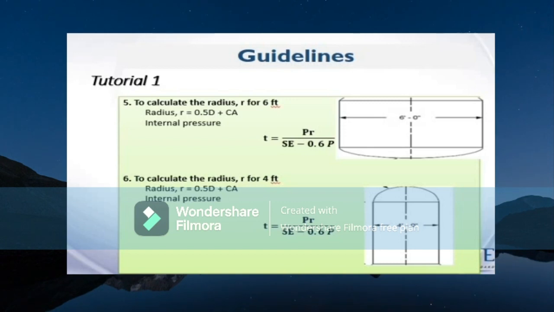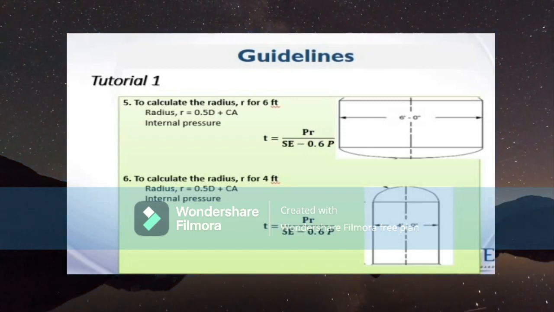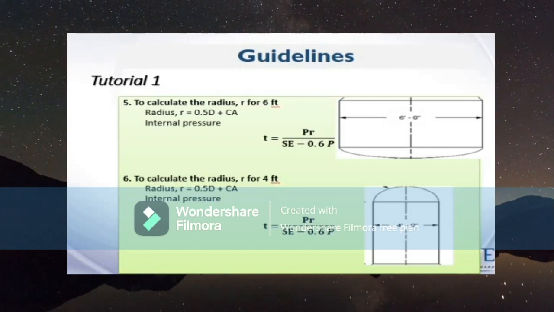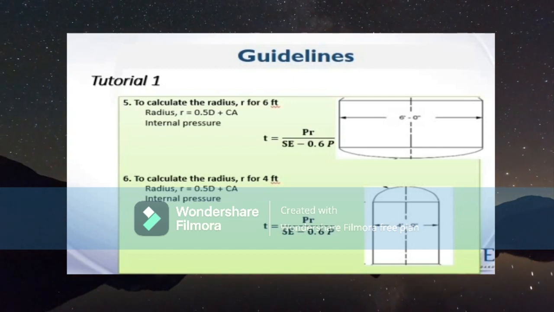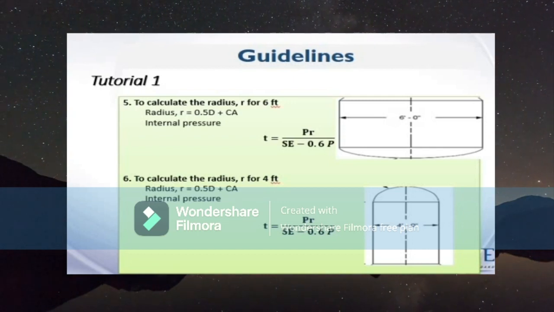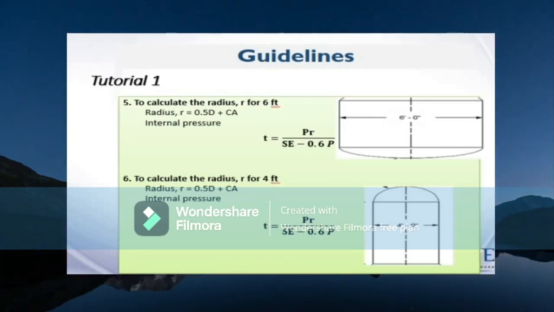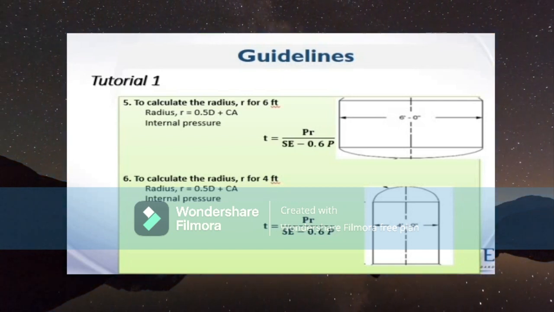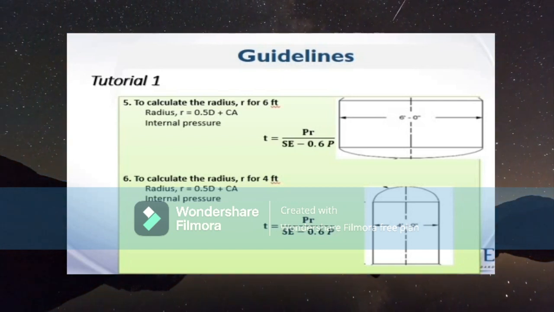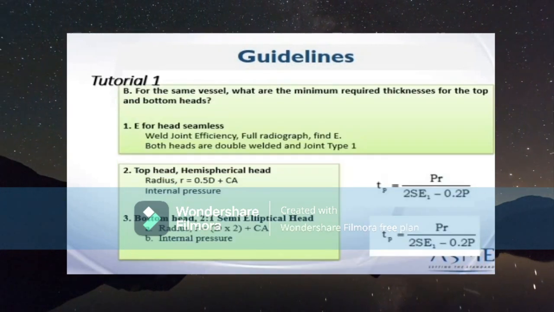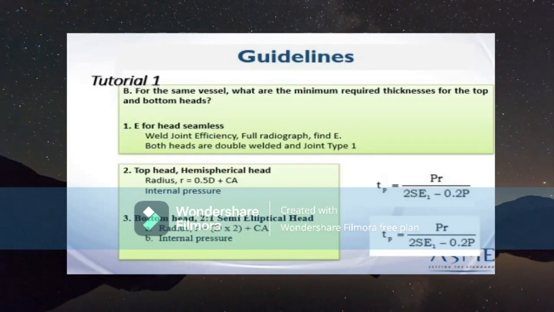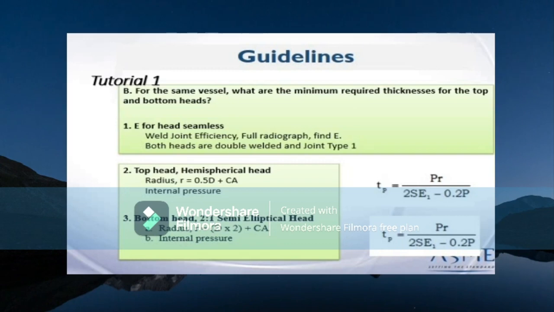6. For the 4 feet 0 inches shell, calculate R, including corrosion allowance. R equals 0.5 times D plus corrosion allowance, which is equal to 0.5 times 48 plus 0.125 equals 24.125 in. T equals pressure times radius divided by stress times efficiency minus 0.6 times P.